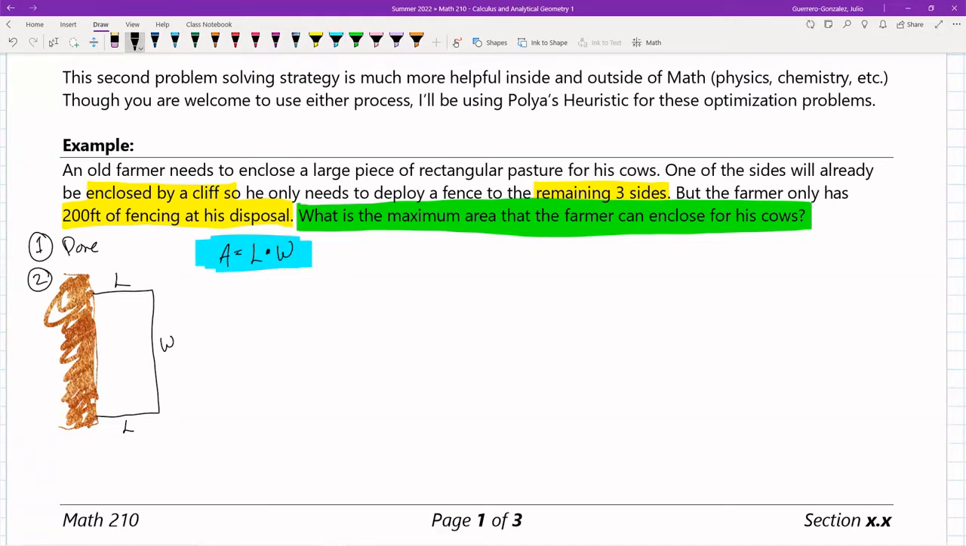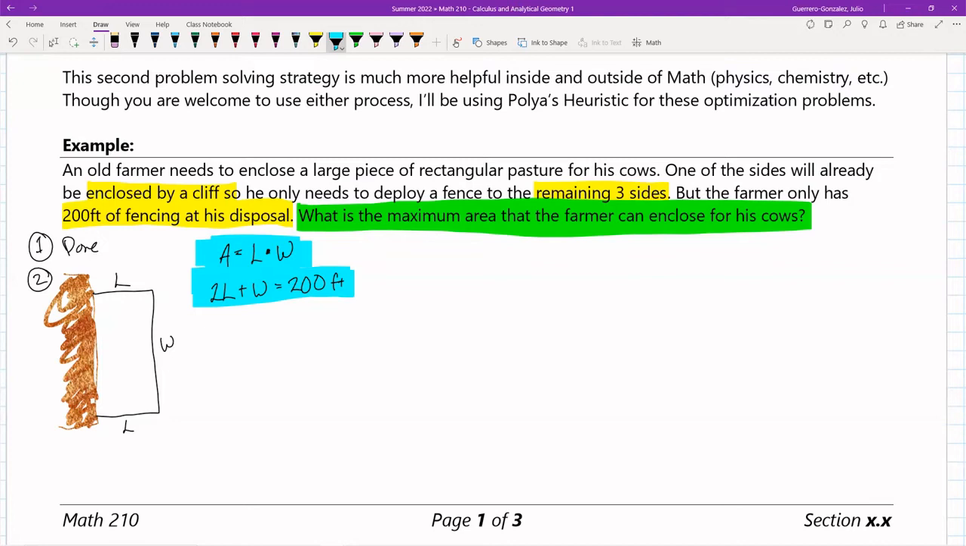I also know that the farmer only has 200 feet of fencing at his disposal. So if I'm looking at my drawing here, that means that my 2 lengths plus my width has to equal 200 feet, right? So this second equation that I wrote down is part of my constraint. I'm being constrained by the amount of fencing that I have, okay? So this mostly gives us our game plan.